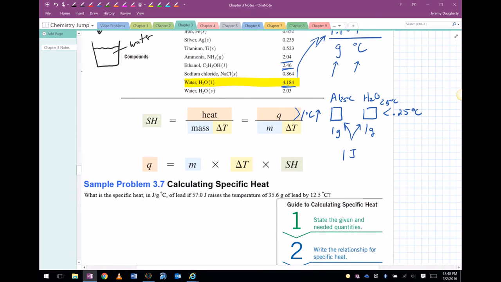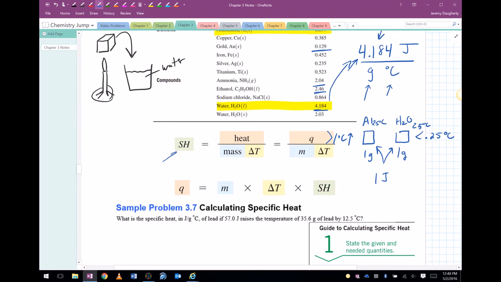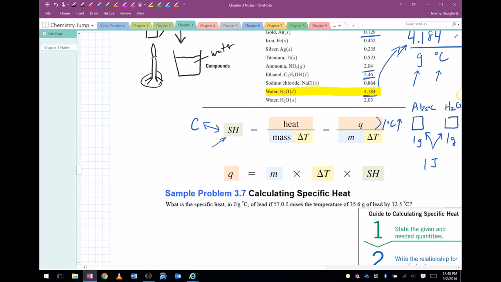So we can look at this equation for specific heat capacity. Just to warn you, your textbook, Timberlake Chemistry, uses SH for specific heat capacity. In AP, we use C. Right? C is specific heat capacity. So just be aware of that. So what is it? Well, I often say it's Q equals MC delta T.